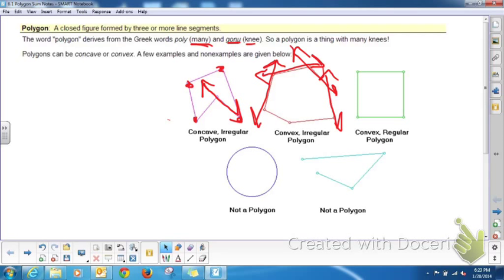Now, polygons are made of segments, three or more line segments. So a circle, not a polygon. And it has to be a closed figure. So this figure here, not a polygon, because it's got an opening. Can't have any openings to be a polygon. In a few minutes, you'll fill in the table on your notes. So this was just an introduction, so we can talk about some things.